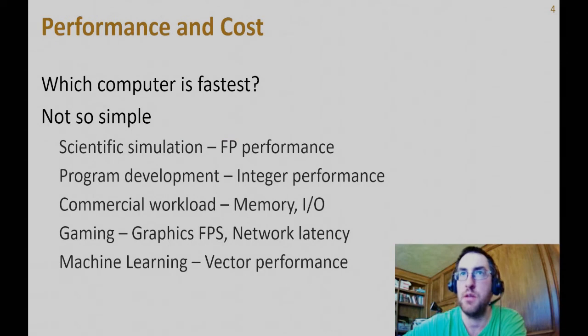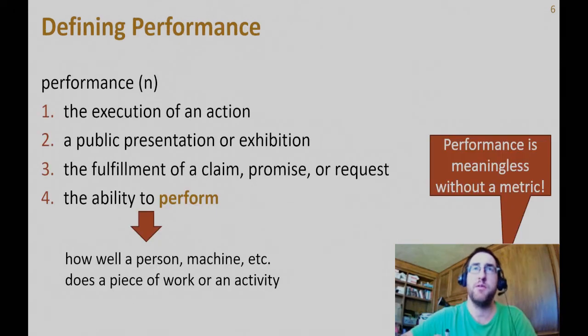When we talk about computers and we say, well, what computer is the best, or maybe what computer is the fastest, it's not a very simple question. The work that's done by a computer depends on what the purpose of that computer is. If you have a scientific or engineering workload, then the performance of the machine on floating point operations may be the most important factor. If you're doing software development, maybe integer arithmetic is really important, or string processing may be really important, and so forth. So what is performance?